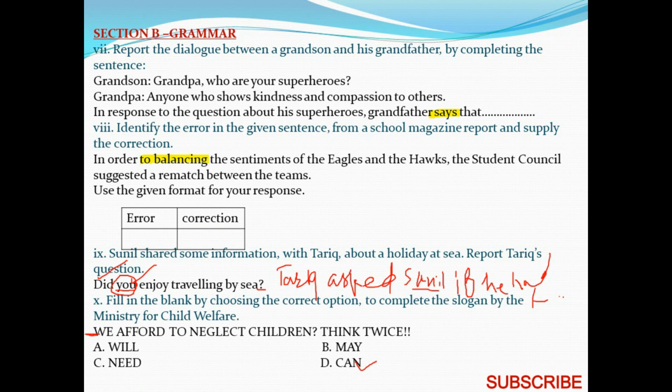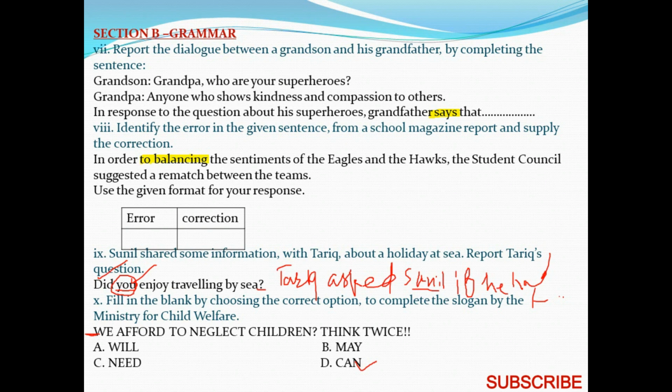Then Tariq asked Sunil. You will have to use if, because it is interrogative and it starts with helping verb did. It is in past, so that's why you will have to use had plus third form. But before that you will have to change noun or pronoun. We have pronoun here, you, that will change according to object, Sunil. So if he, did is already given, second verb form, or you will have to use had plus third form, had traveled by sea. That is the right answer.